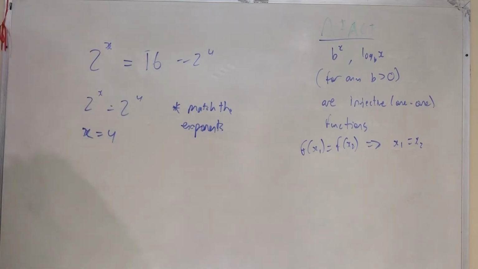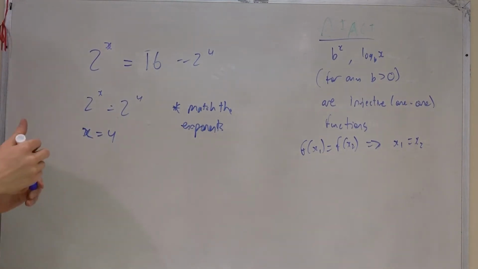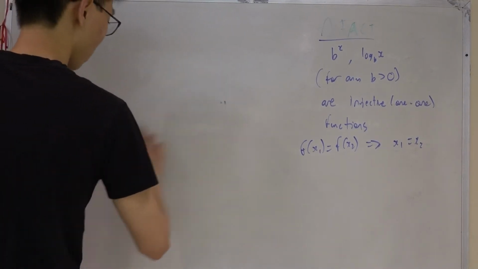Okay, well, who gave you the right to do that? Why are you able to do this? Of course, you can look at it and say, aha, 4 is a solution. But how do you know 4 is the only solution? And you can't say common sense dictates so. That's not a valid mathematical argument. For example, what about this?